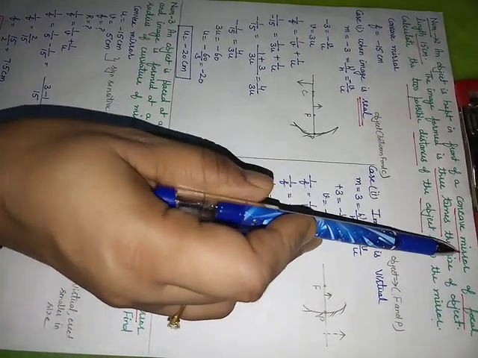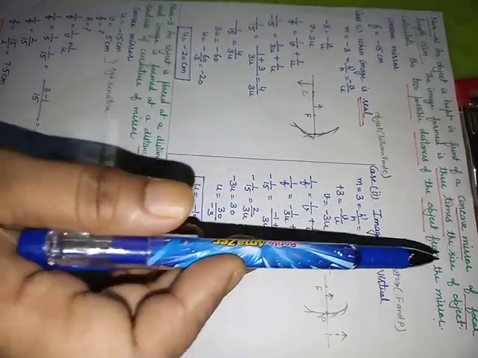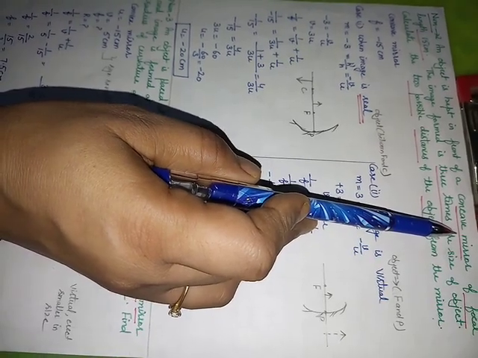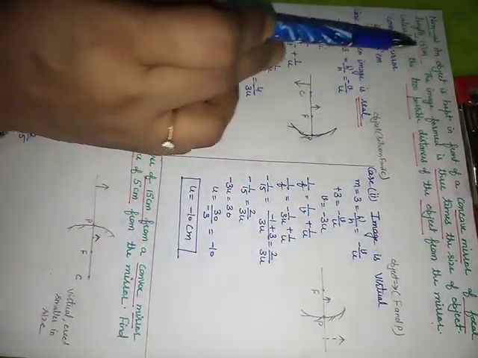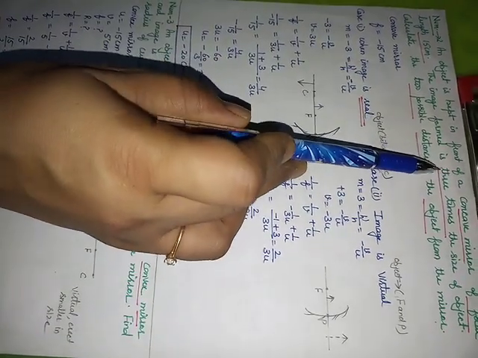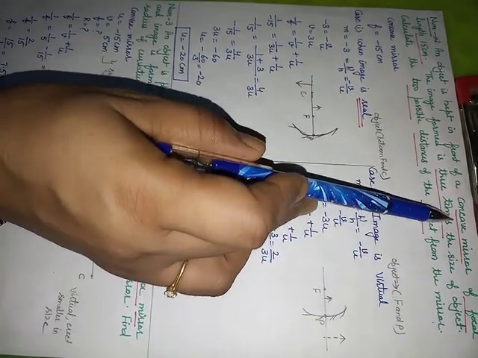Mirror given is concave mirror. If concave mirror is given, then it should automatically come in our mind that focal length of concave mirror will be with negative sign. So focal length is given minus 15 centimeter. The image formed is 3 times the size of object. It means this is magnification given.